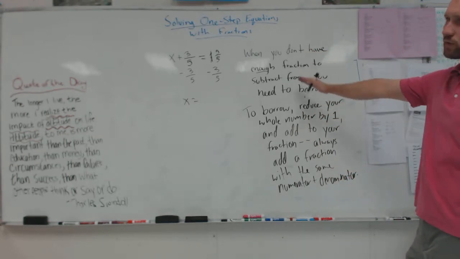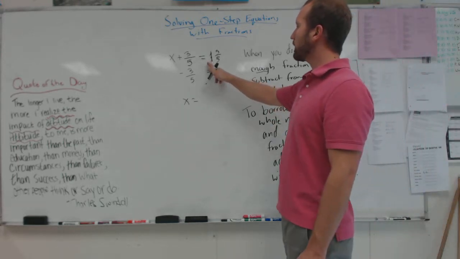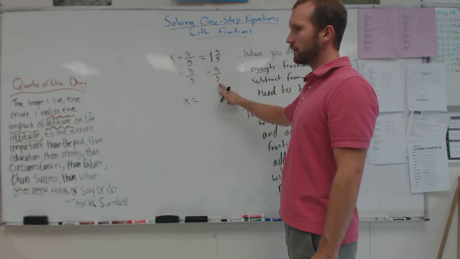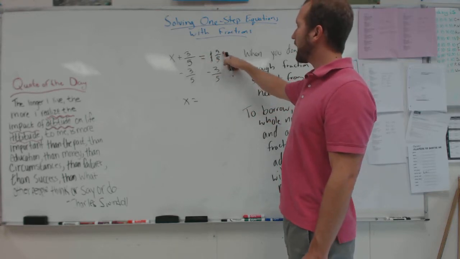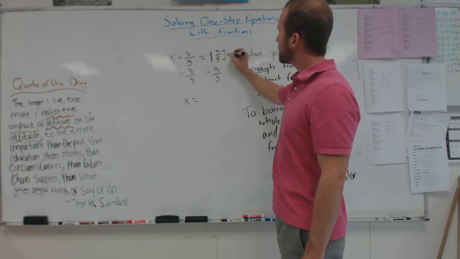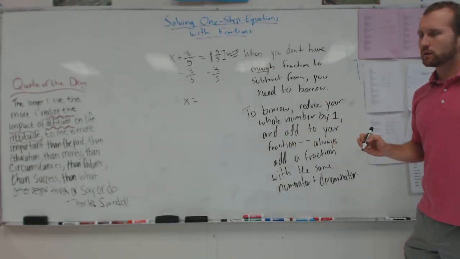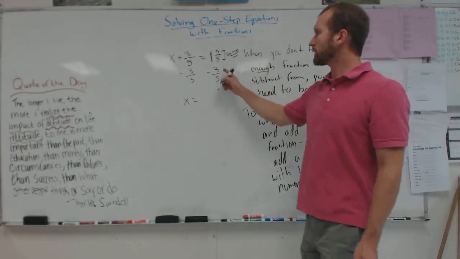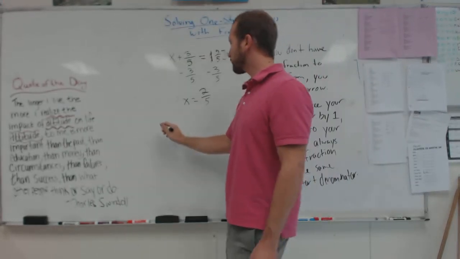This is a really complicated way of saying if I have 1, I don't have enough to take 3/5 away. I'm going to reduce my 1, and I'm going to add to my fraction 5/5. This has the same top and bottom. So x, in this equation, would be 2/5. Let's do a bunch more.